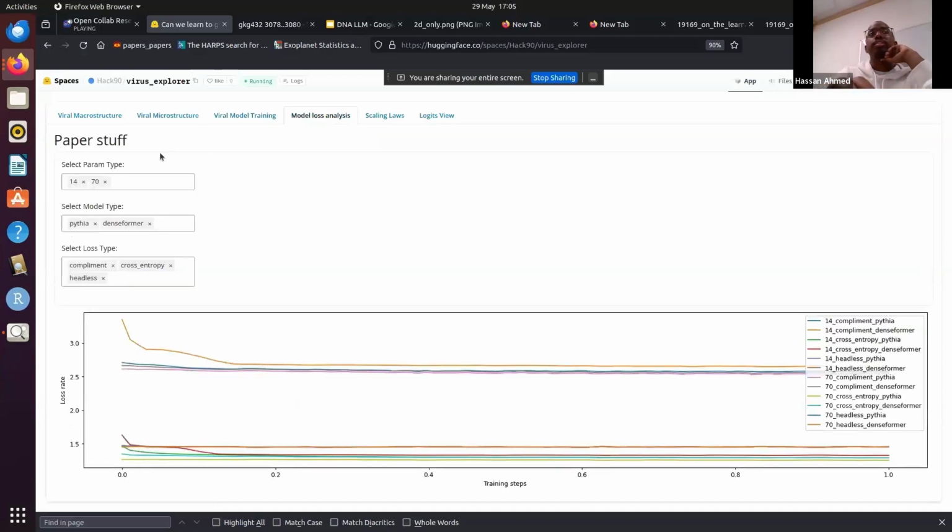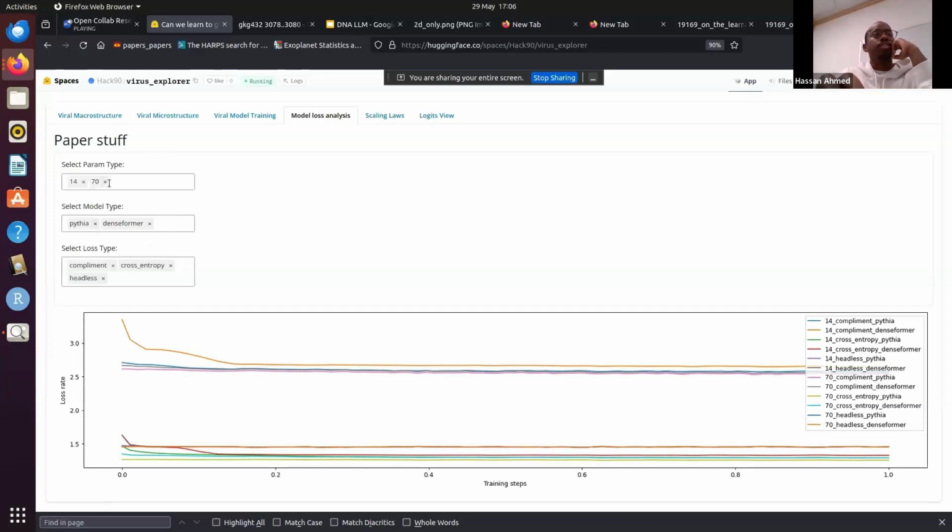The second question is how do model types compare? So how does an SSM compare with a transformer? And for transformers themselves, how does a traditional transformer compare with a DenseFormer? The DenseFormer is just a transformer with the attention section swapped out with a dense convolution, right?